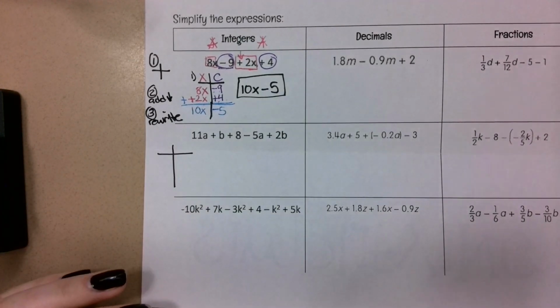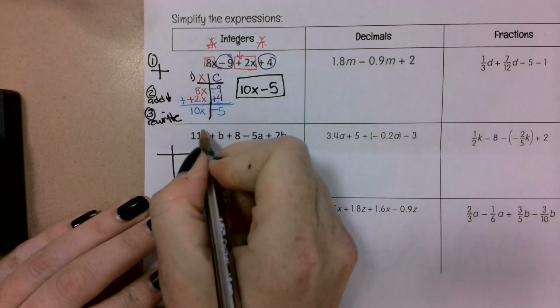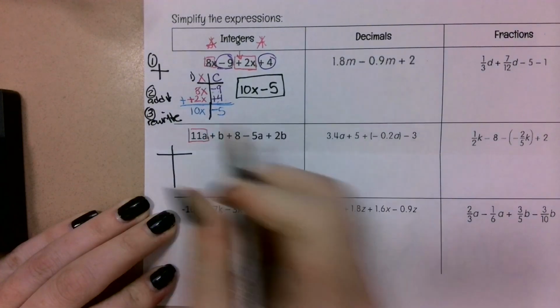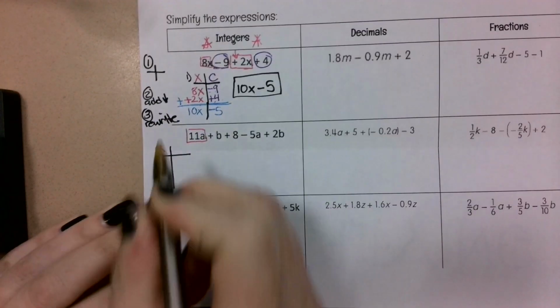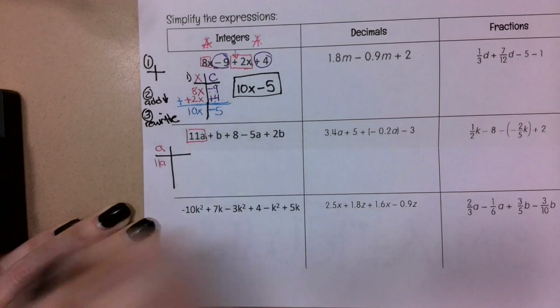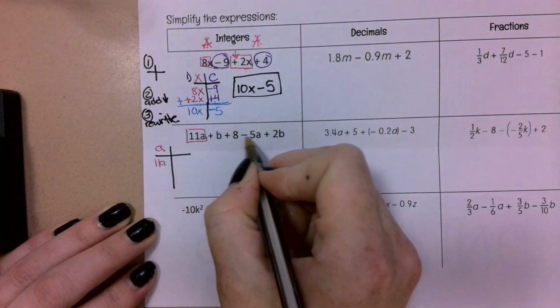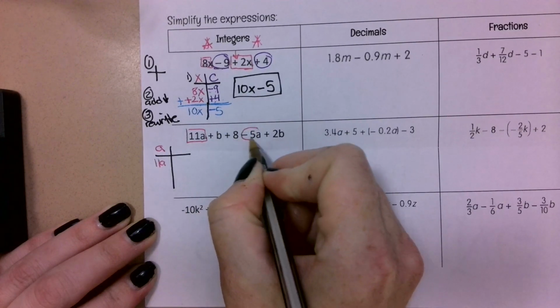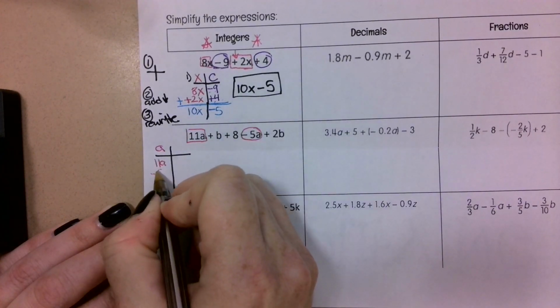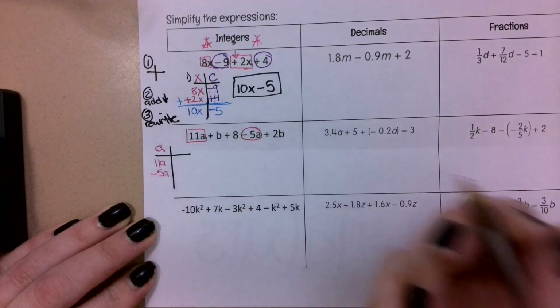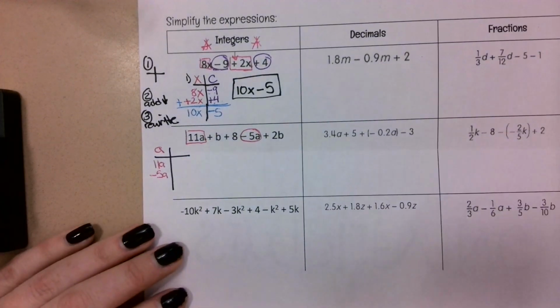Step 2, start with your first term, which is 11a. That must mean I'm talking about A's. I've got an 11a. Any other A's? No, that's a B. That's a constant. Oh, I got negative 5a or minus 5a. And a B. So my A's are done.